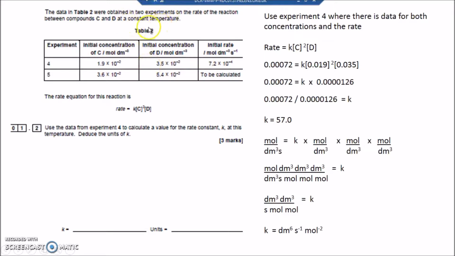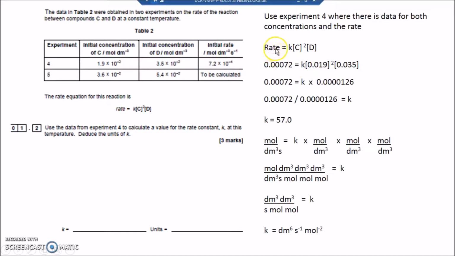Now if it says a constant temperature, the only thing that will change K, the rate constant, is temperature. So if temperature stays the same, then K stays the same. K is only changed by temperature. Nothing else can change it. So if we've got a constant temperature, we know that K must be staying the same. So if K stayed the same in experiment 5, it actually doesn't want it to be calculated here. I think that would be the next bit of the question. It wants us to use K, which we've done, and it wants the units of K.